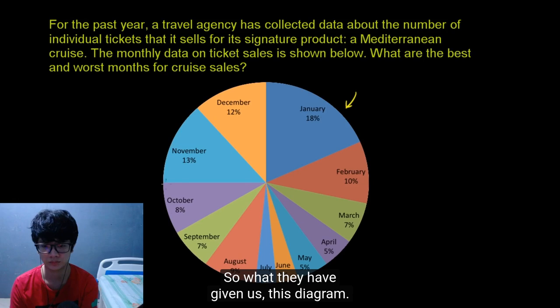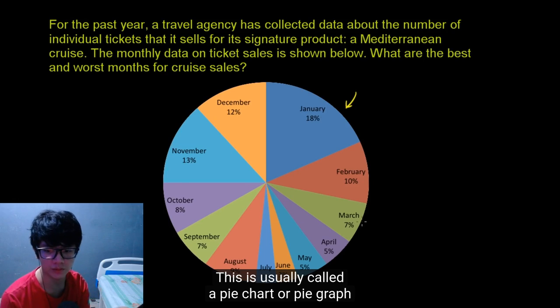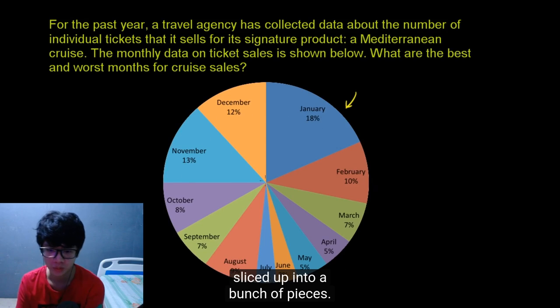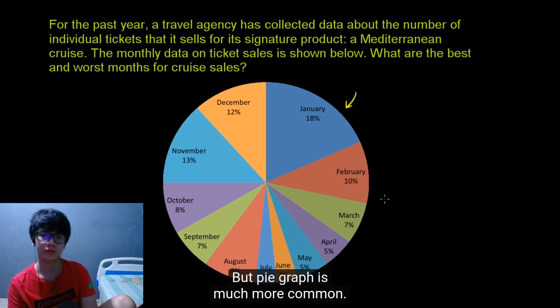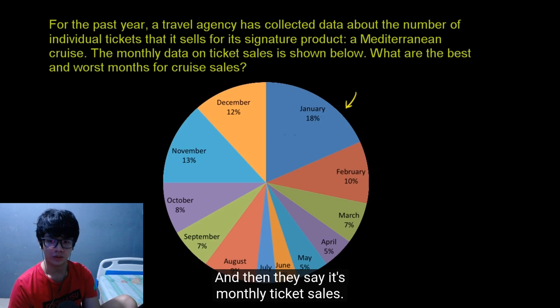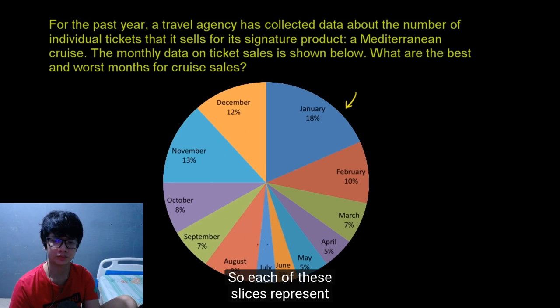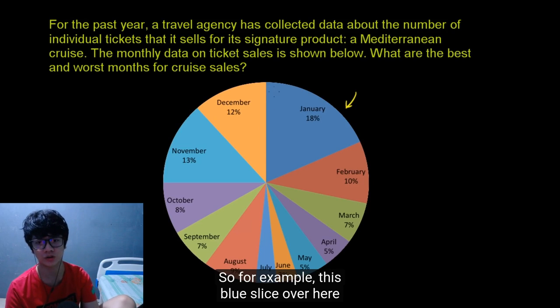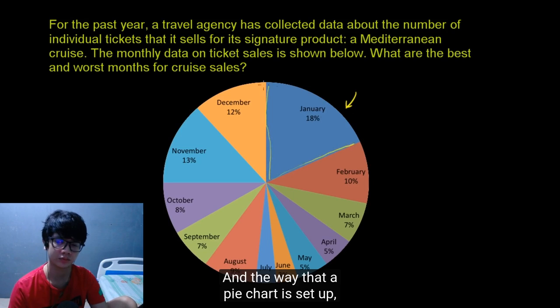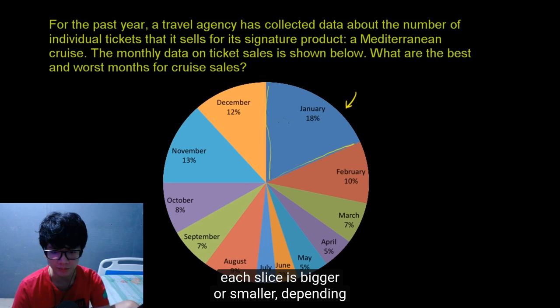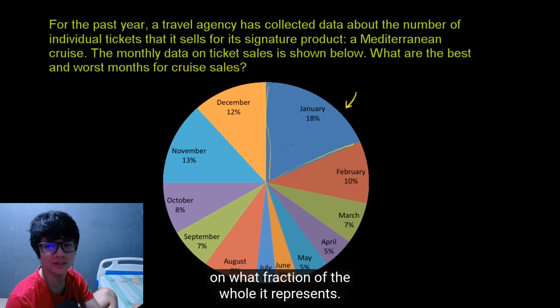So what they've given us, this diagram, is usually called a pie chart or pie graph because it looks like a pie that's sliced up into a bunch of pieces. Sometimes this is called a circle graph, but pie graph is much more common. They say it's monthly ticket sales, so each of these slices represents the sales in a given month. For example, this blue slice over here represents the sales in January. And the way that a pie chart is set up, each slice is bigger or smaller depending on what fraction of the whole it represents.